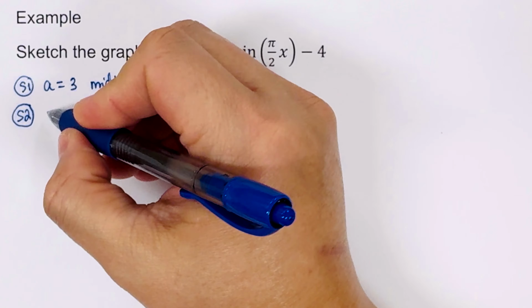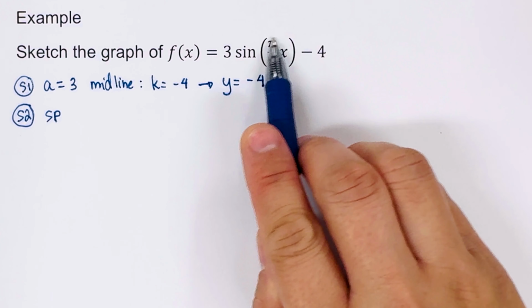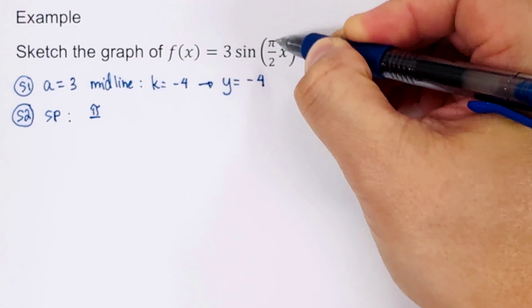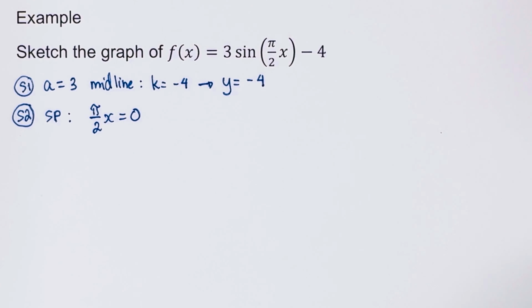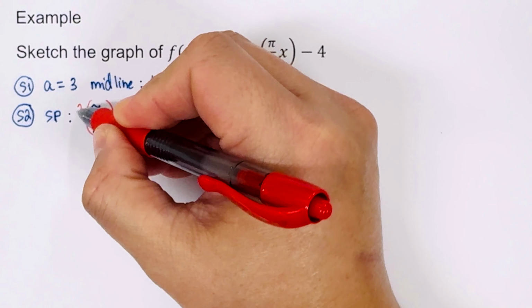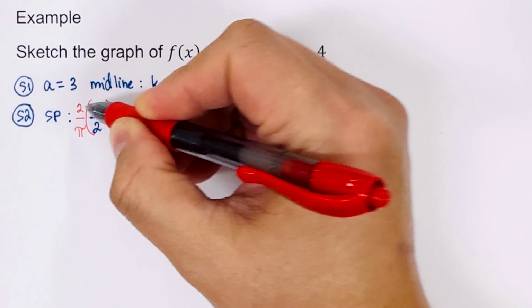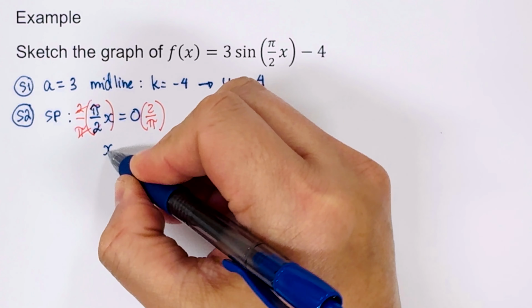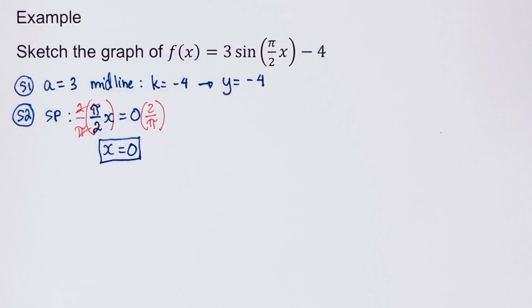In this case, our starting point is we set this quantity inside the parentheses equal to 0, and then we solve for x. So that is pi over 2, x equals 0. To solve for x here, we are going to multiply both sides by the reciprocal of pi over 2. So that is 2 over pi, and multiply this by 2 over pi. So we can go ahead and cross this out. We are left with x is equal to 0. So the graph is starting at the x value of 0.